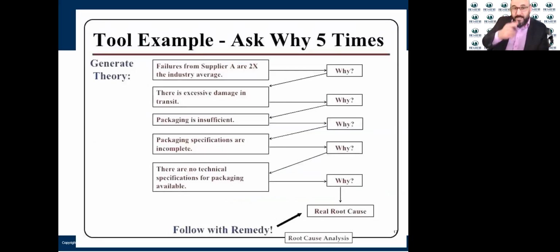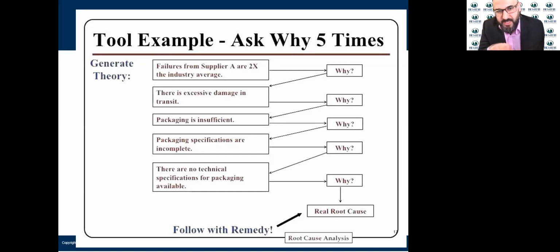All right, here's an example. Here is a good example to apply the five whys. We have a problem: failures from supplier A are twice the industry average. So we have an issue with the failures from that particular supplier, and the rate is double the average. So we need to ask why.